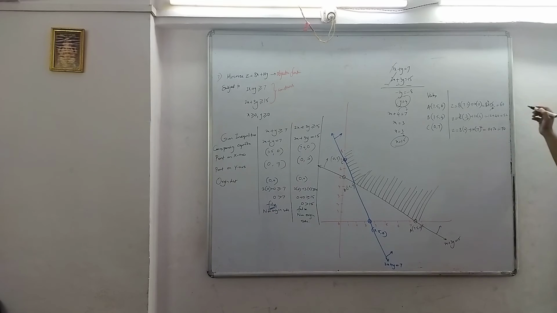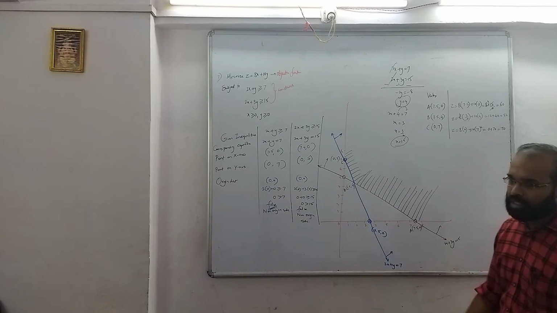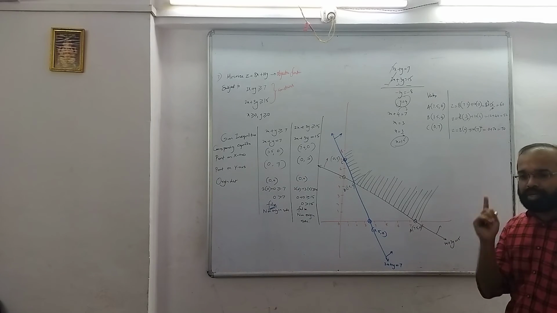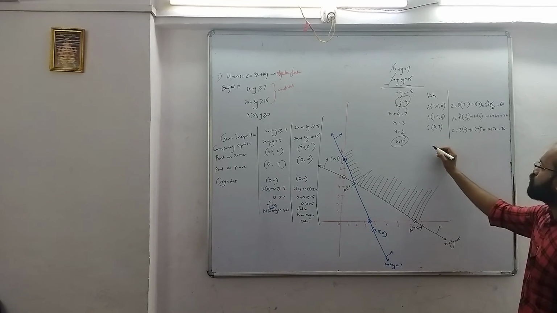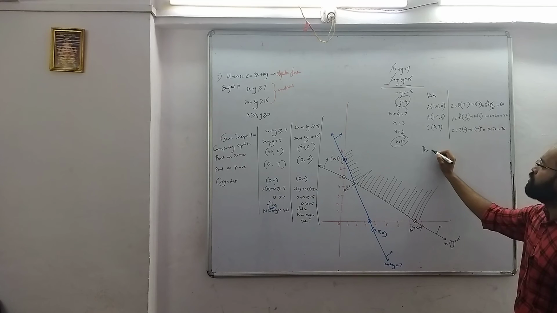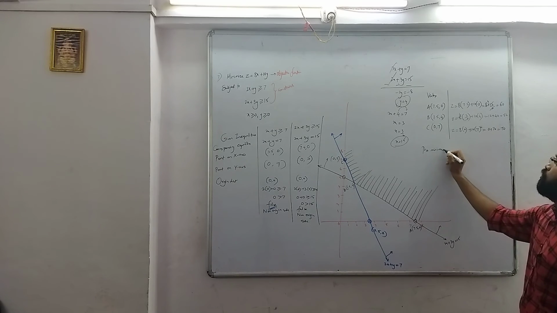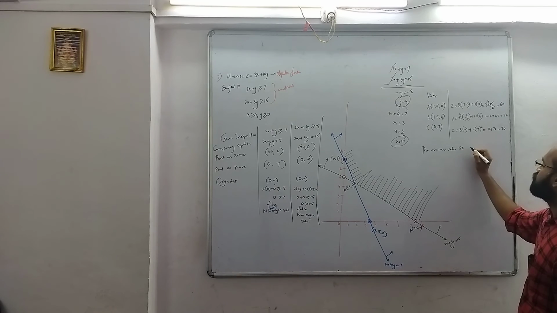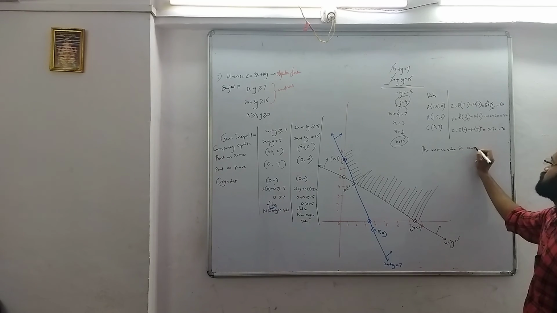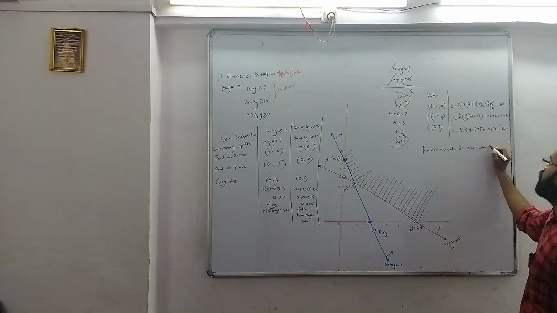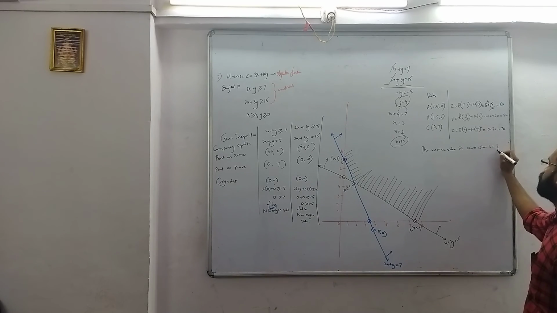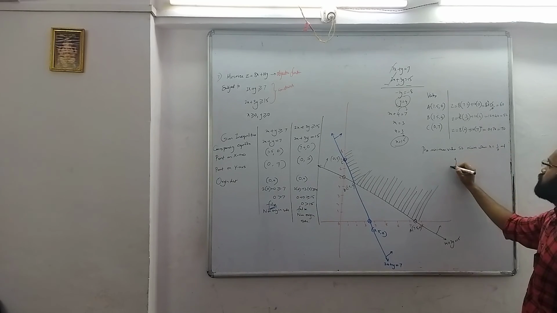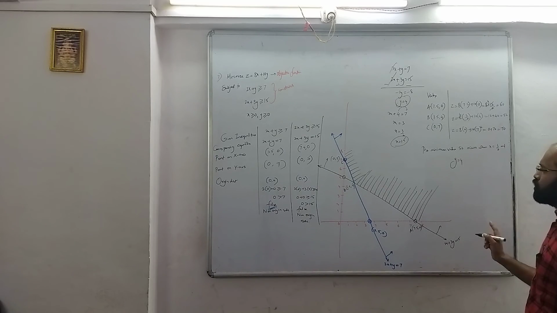Now which is the smallest value? 52. So that is your answer because you want to minimize. If the question is maximize, go for the bigger value. If the question is minimize, take the minimum value. The minimum value 52 occurs when x is 3 by 2 and y is 4. So this is your answer.